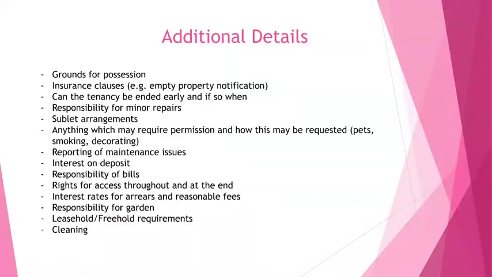There are grounds for possession. There are insurance clauses that you might need to include. Can the tenancy be ended early, and if so, when? The responsibility for minor repairs. Now, this is a big area that causes quite a lot of landlords headaches. Things like understanding how tenants report maintenance issues, and also what maintenance issues are their responsibilities.